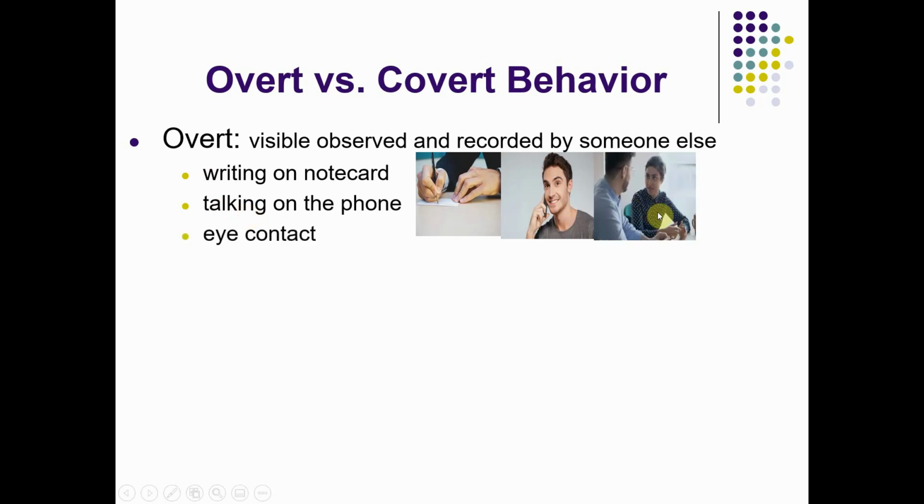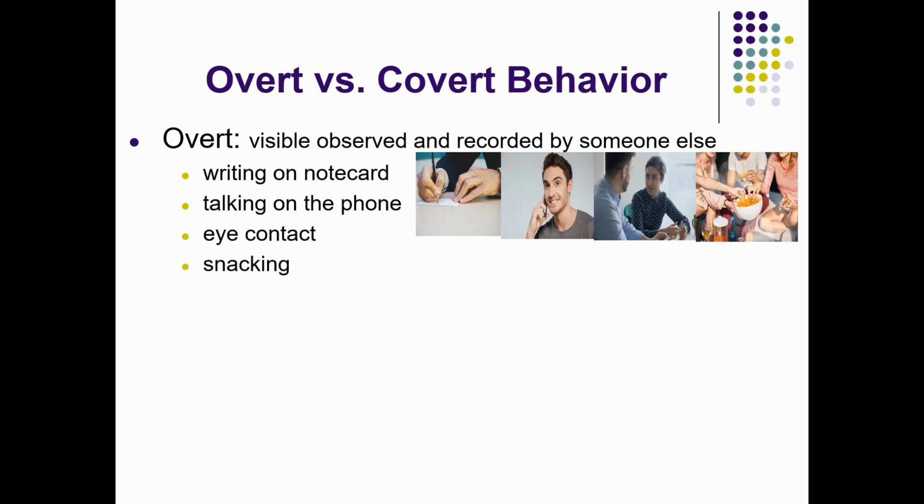Eye contact is another example of overt behavior. If somebody is trying to feel more assertive or feel more socially engaged, they may decide that they're going to target eye contact behavior, and that could be measured by somebody else. How many times does somebody make eye contact?